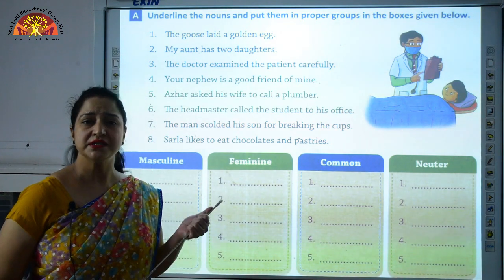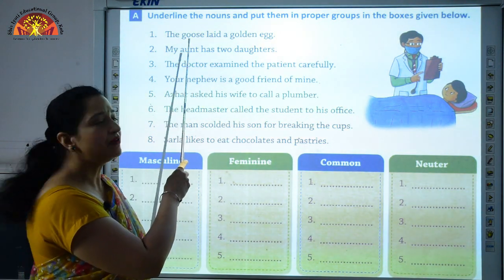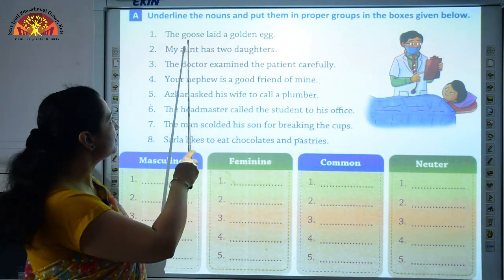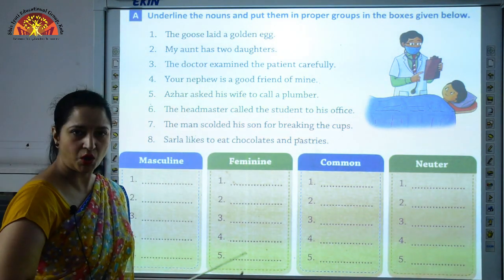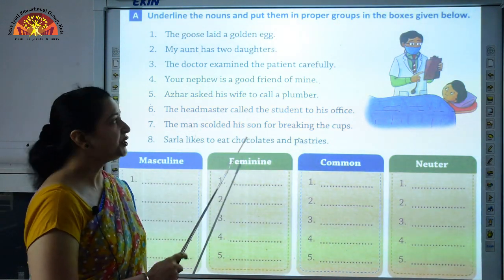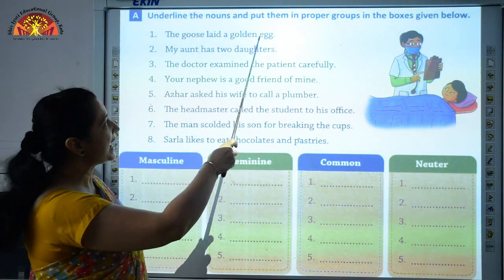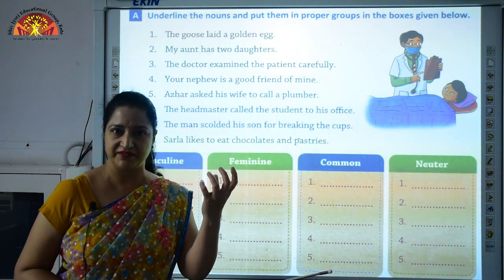Now, goose, who laid eggs? Obviously females. So goose is a feminine gender. So you have to write goose in this box, which has the heading feminine. So you have to write goose in this box, feminine gender, and egg. Egg is a non-living thing.